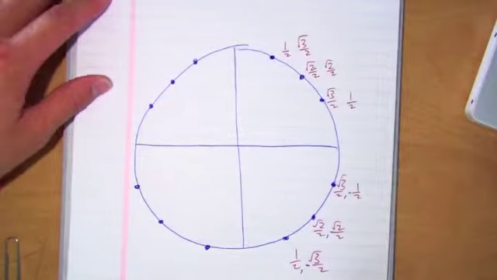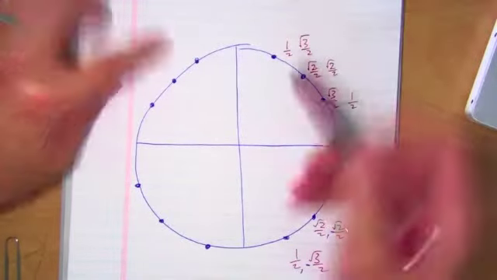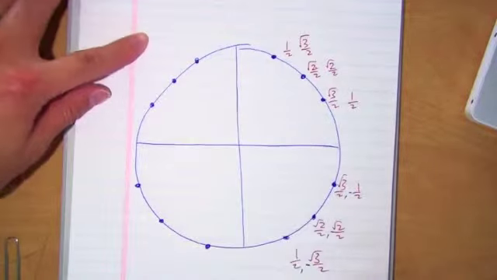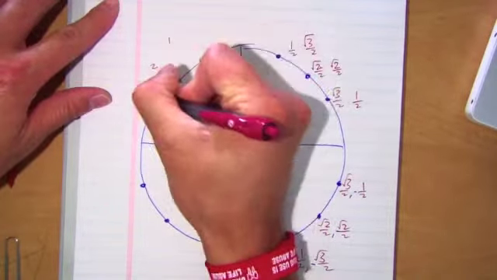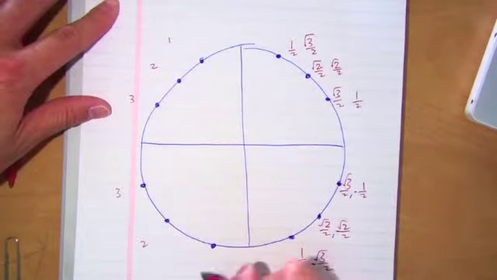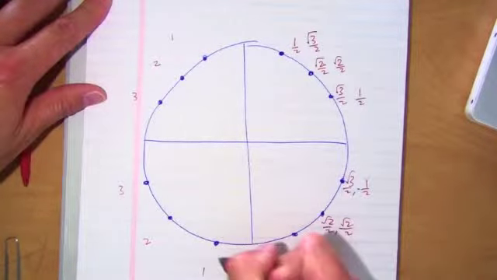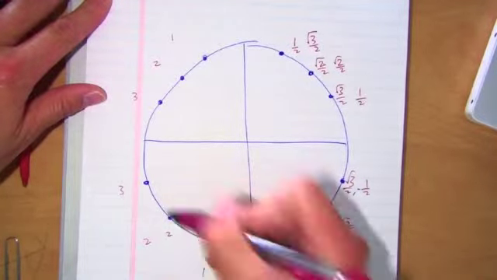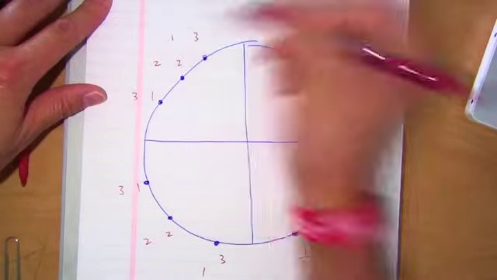I'm going to go ahead and do the same thing in quadrants 2 and 3. So again, I'm going to start on the opposite side here and do the same thing. I'm going to count down. 1, 2, 3. 3, 2, 1. Remember, it's easy as 1, 2, 3. So now 3, 2, 1. 1, 2, 3.